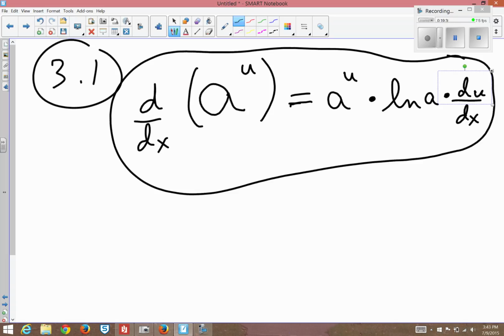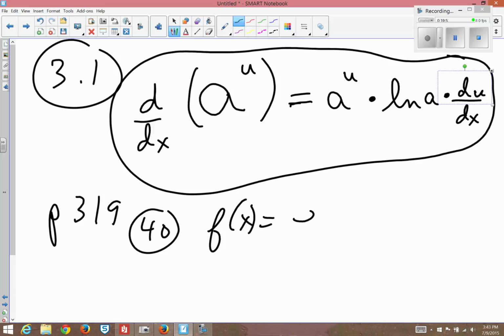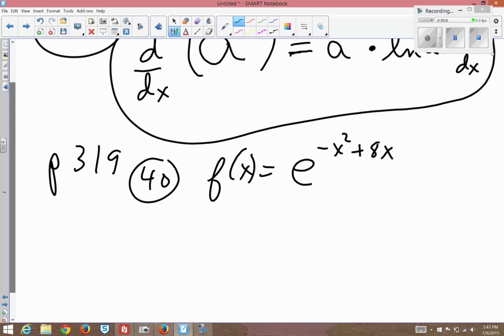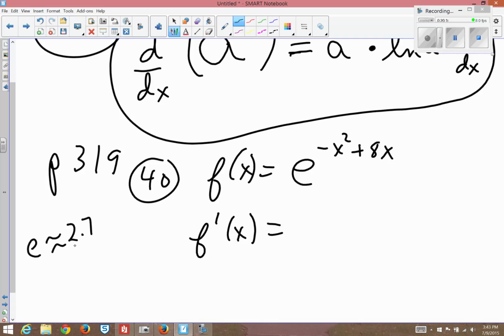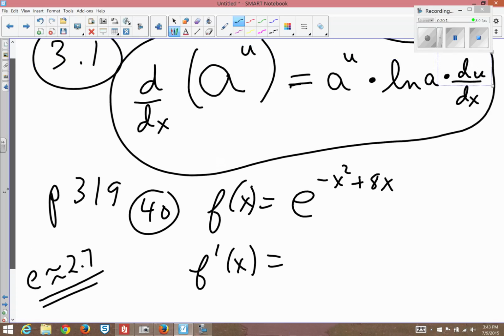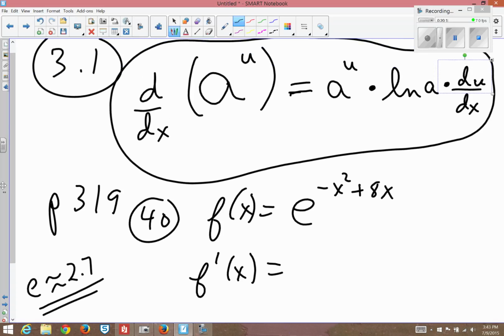An example is on page 319, exercise 40. It says f of x equals e raised to the negative x squared plus 8x. And it says differentiate, which means find f prime of x. e is a number. e is a number, it's about 2.7. It's important to know e is a number to know that this is the formula we use.